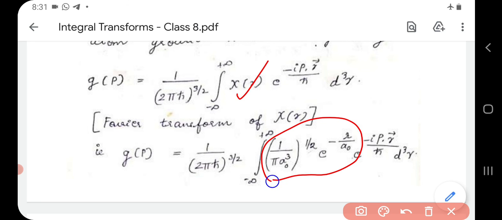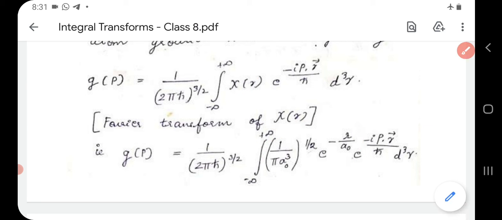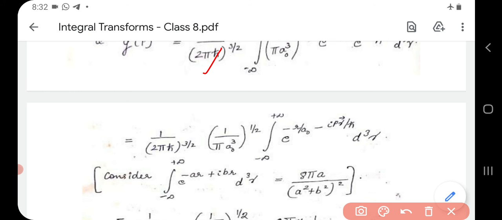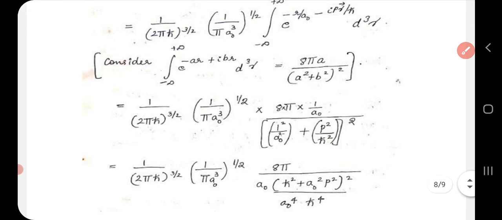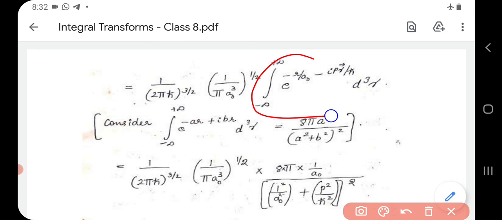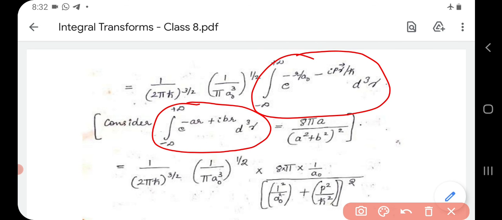This is your chi of r. Okay. Now this one is kept as such. This constant term is taken out, and the rest everything is kept as such. Now this integral is of the form: integral from minus infinity to plus infinity of e raised to minus ar plus ibr, d cube r. Okay, this is of this form.